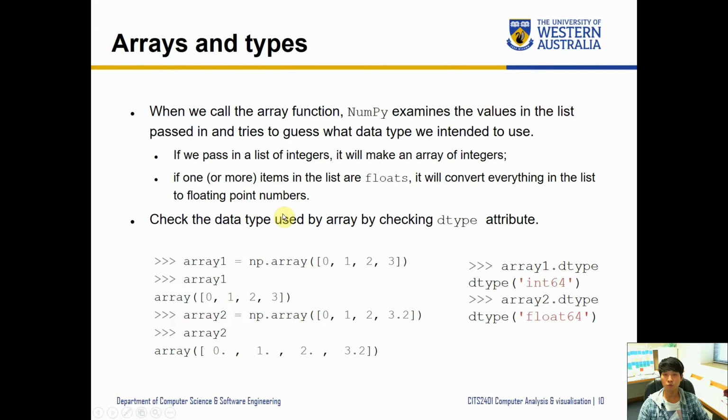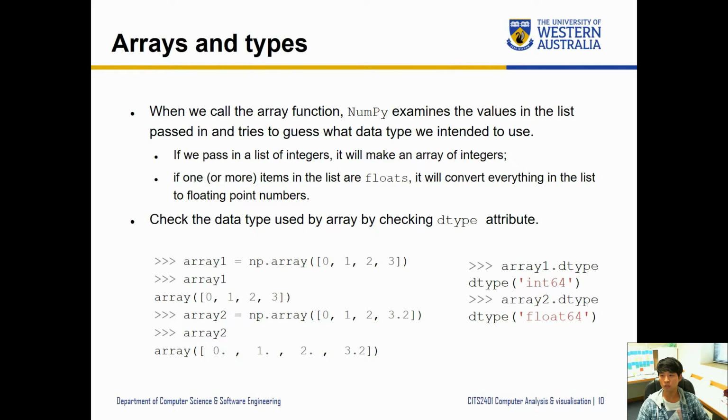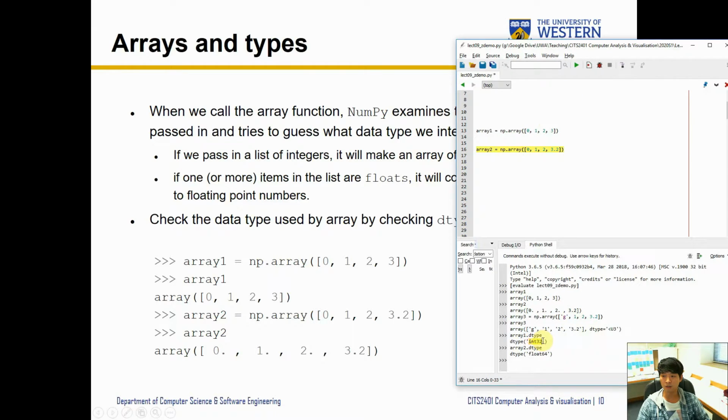If you want to check the converted type, you can always check the dtype attribute. So here array1.dtype is going to show us that this is int32. Array2.dtype is going to be float64. So you do notice that this is a little bit different. So this one is int64, float64. Here is int32, float64.